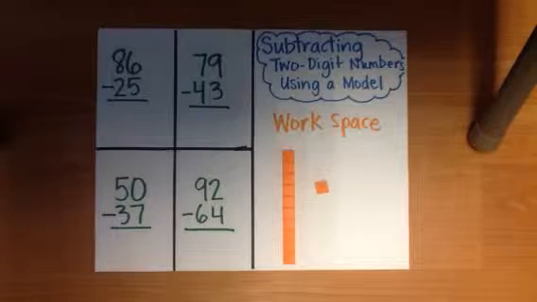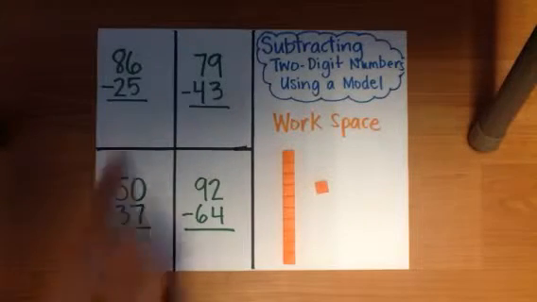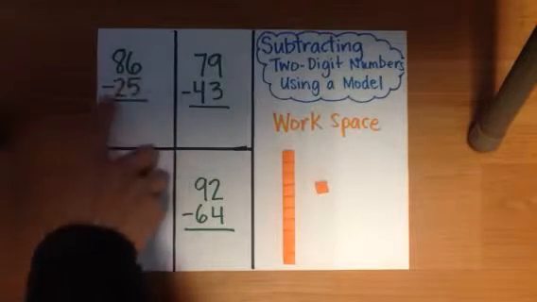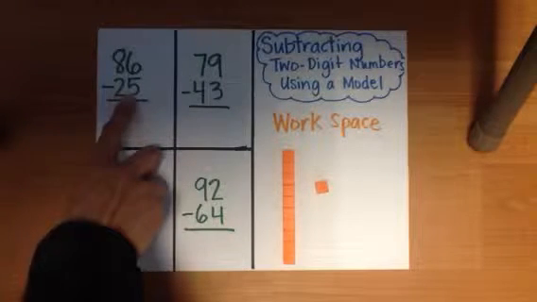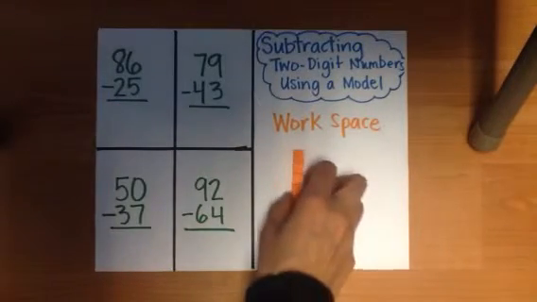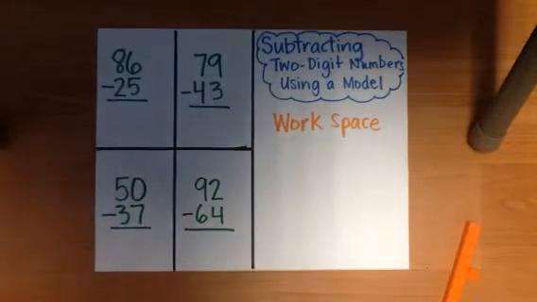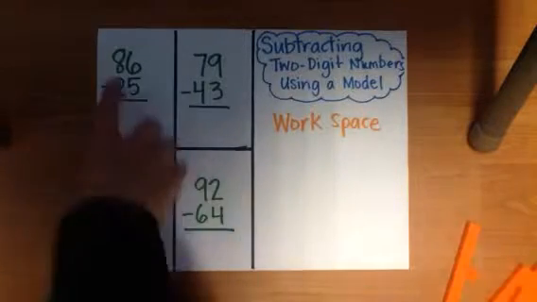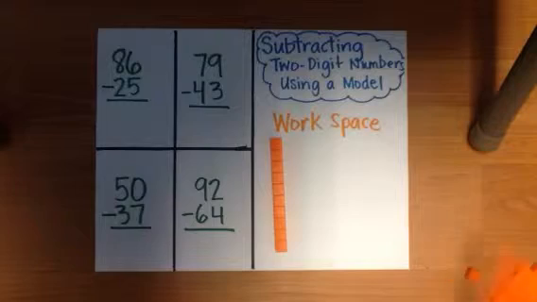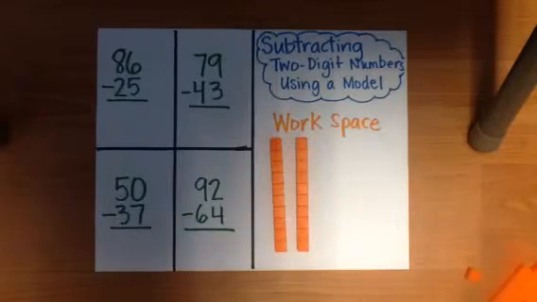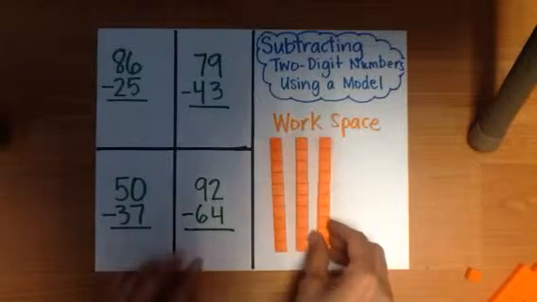So let's get started. Look at this first problem. 86 take away 25. So the first thing we have to do is, let's make 86. All right, I'm going to clear my workspace, and let's see. What do we need to make 86? I need tens. How many tens? That's right, 8 tens. So I'm going to count as I place them.